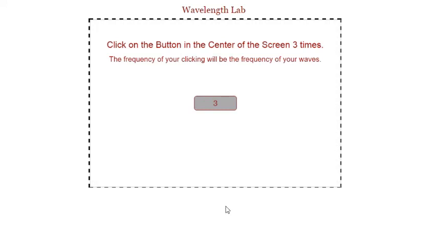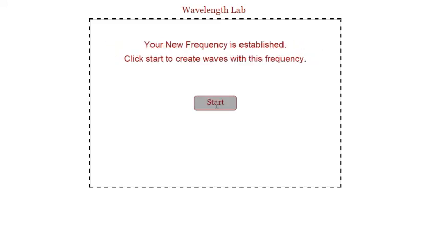When you click on change frequency, you're actually asked to click this little button in the middle 3 times, and you've got to do it at a pretty constant basis. So you need to click it 3 times quick, 3 times slow, but make sure that the time in between clicks is essentially constant. Otherwise, the simulation is going to ask you to do it again. So I can click it 1, 2, 3 times, and it looks like my new frequency is established. Now it's going to start creating waves using my new frequency.